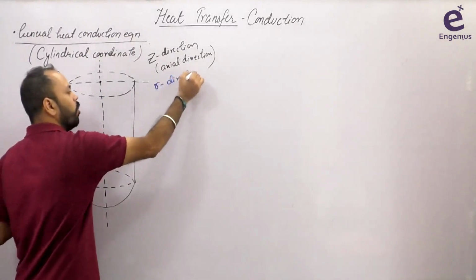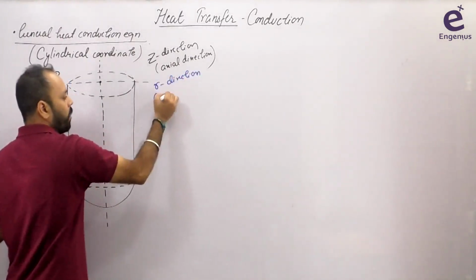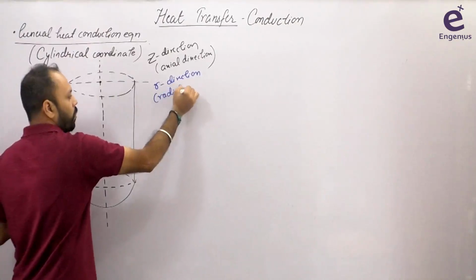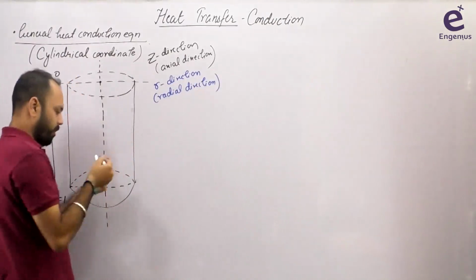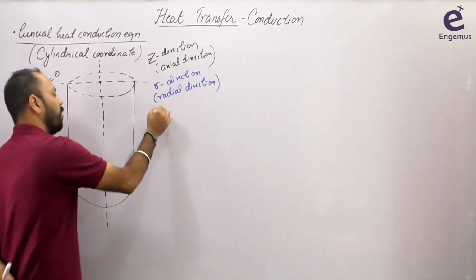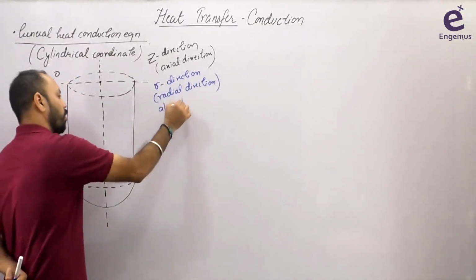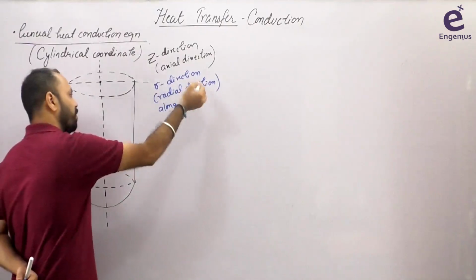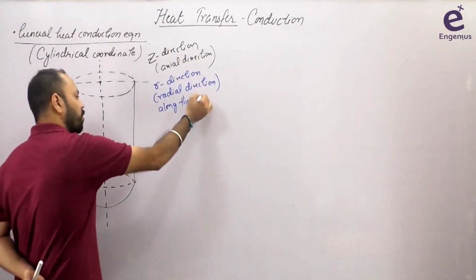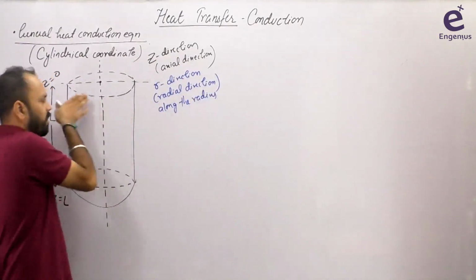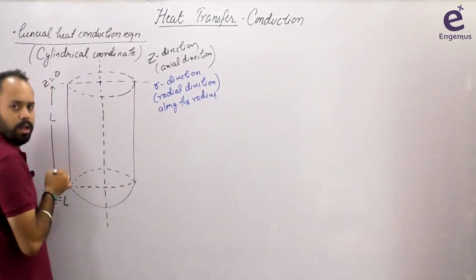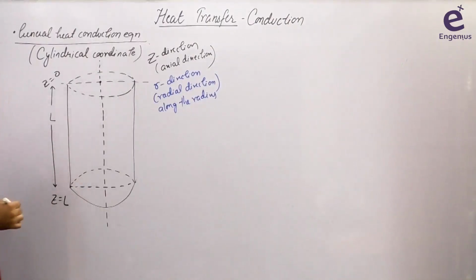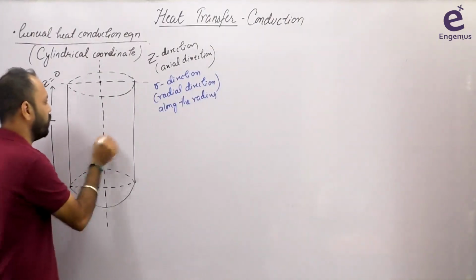R direction means along the radius. This is called radial direction. So in radial direction, we can say that along the radius. इसे ऐसे ही समझते हैं, axial means along the axis, radial means along the radius. And where is the radius? Radius you always measure from this. So this is the radial direction, along the radius. Fine. So when you talk about the radial direction, this is the direction.